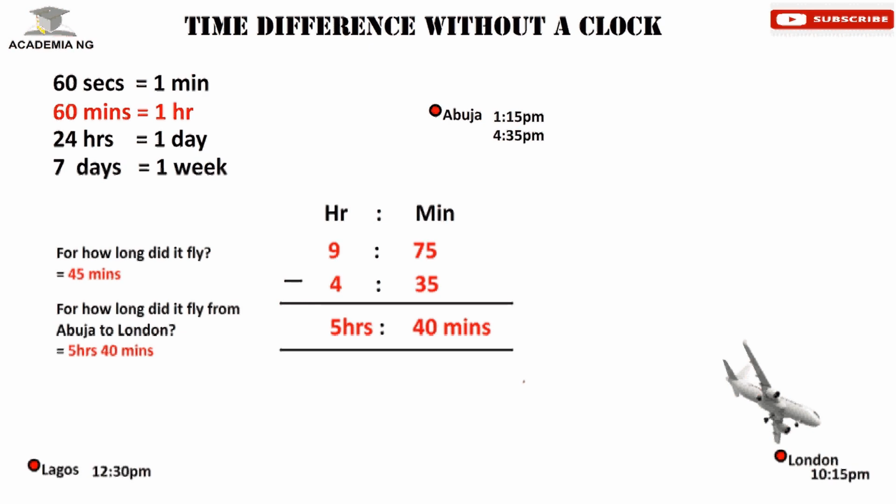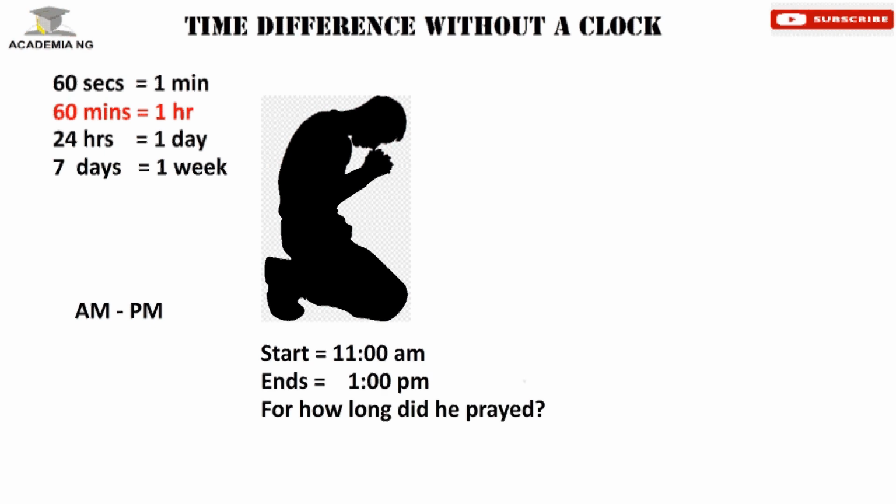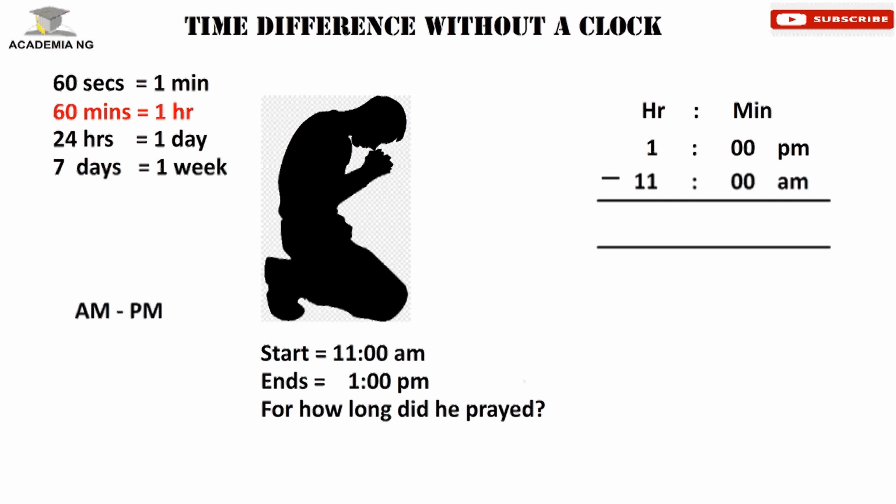Lastly, let's look at time difference from AM to PM or PM to AM. A man starts praying at 11 a.m. and ends praying at 1 p.m. For how long did he pray? As usual, we mark the hour side and the minute side. Finishing time is 1 p.m. and starting time is 11 a.m.